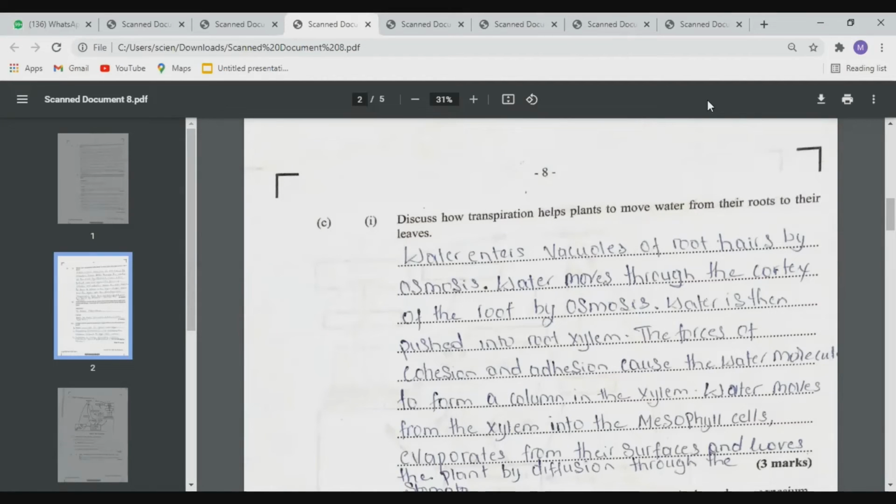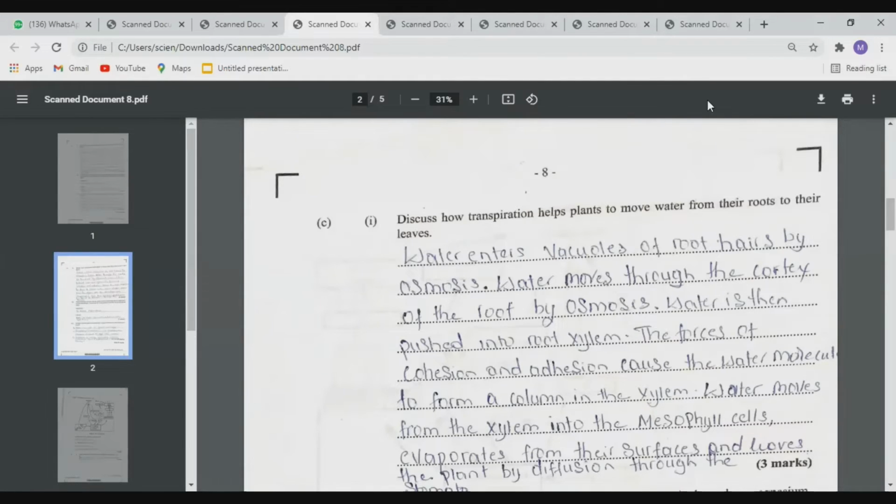Question C on page 8. Discuss how transpiration helps plants to move water from their roots to their leaves. Water enters the vacuole of the root by osmosis. Water moves through the cortex of the root, by osmosis. Water is then pushed into the xylem.